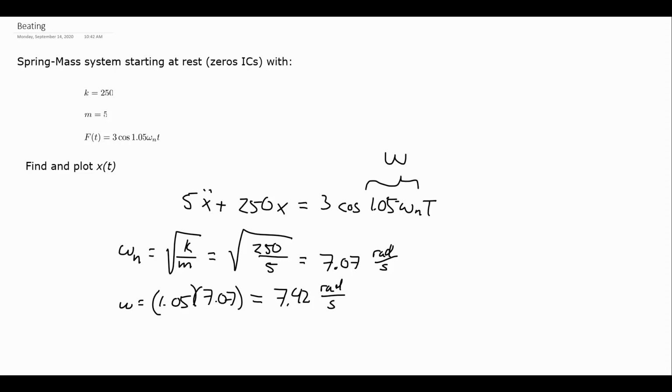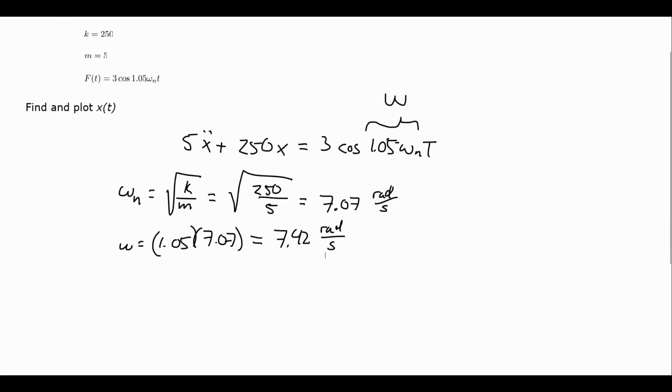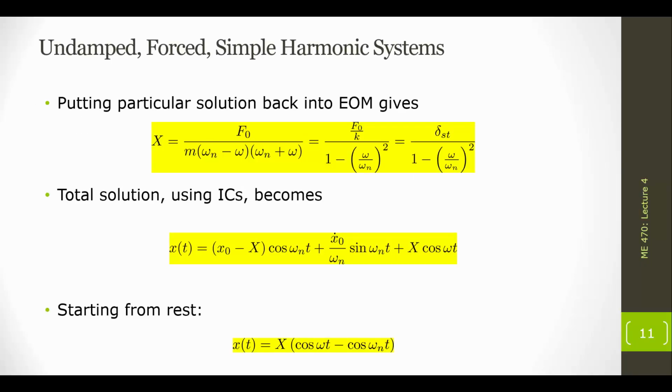Now we can piece together the total solution for this problem. This is what our solution will look like. In future examples, we'll go into more detail, but here we know that our cosine was on the right-hand side, so we can calculate our amplitude x using the amplitude of the cosine function along with the driving frequency and the natural frequency to calculate our x value. And because we are starting with 0 initial conditions, we know our x of t is going to look like the bottom here, where it will be that amplitude times the difference of those cosine functions.